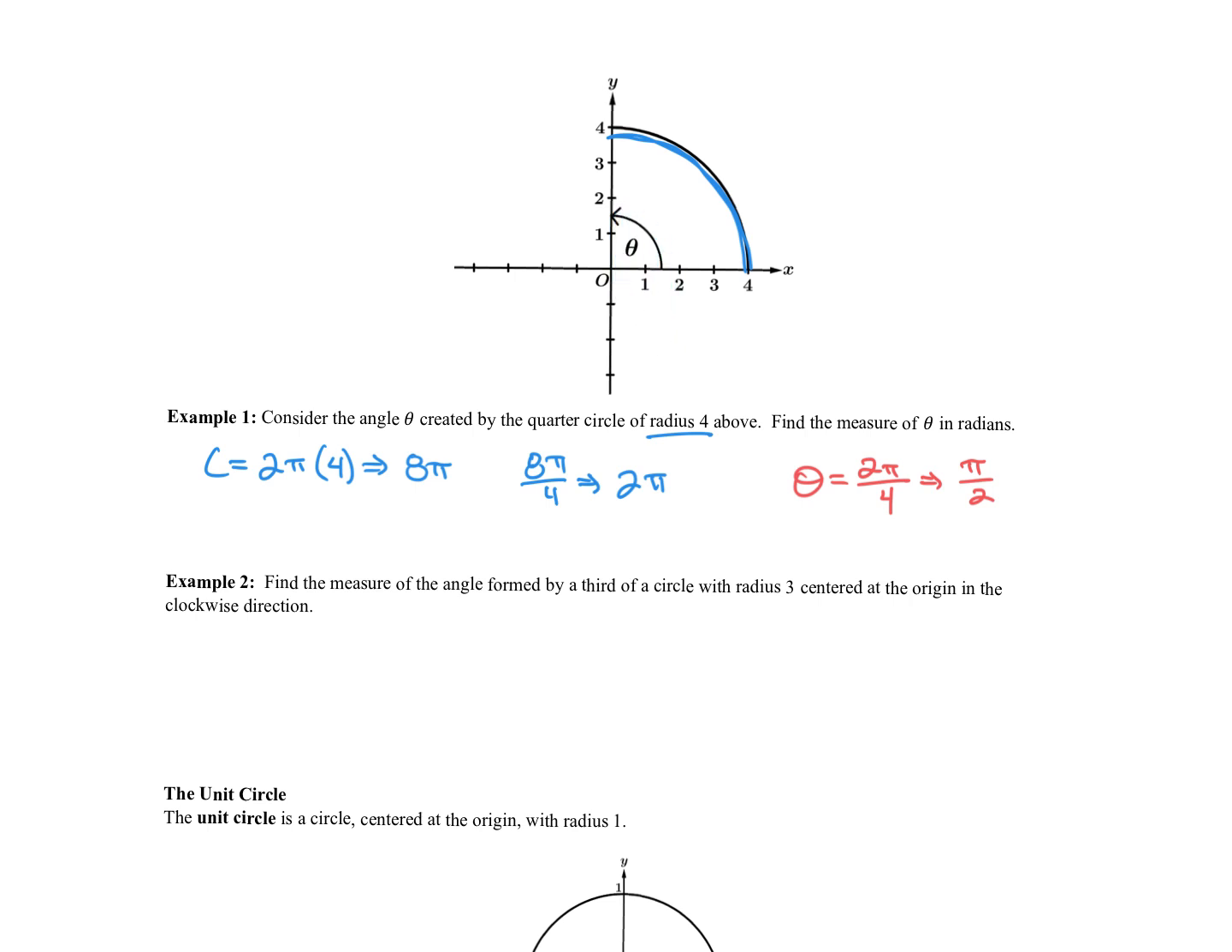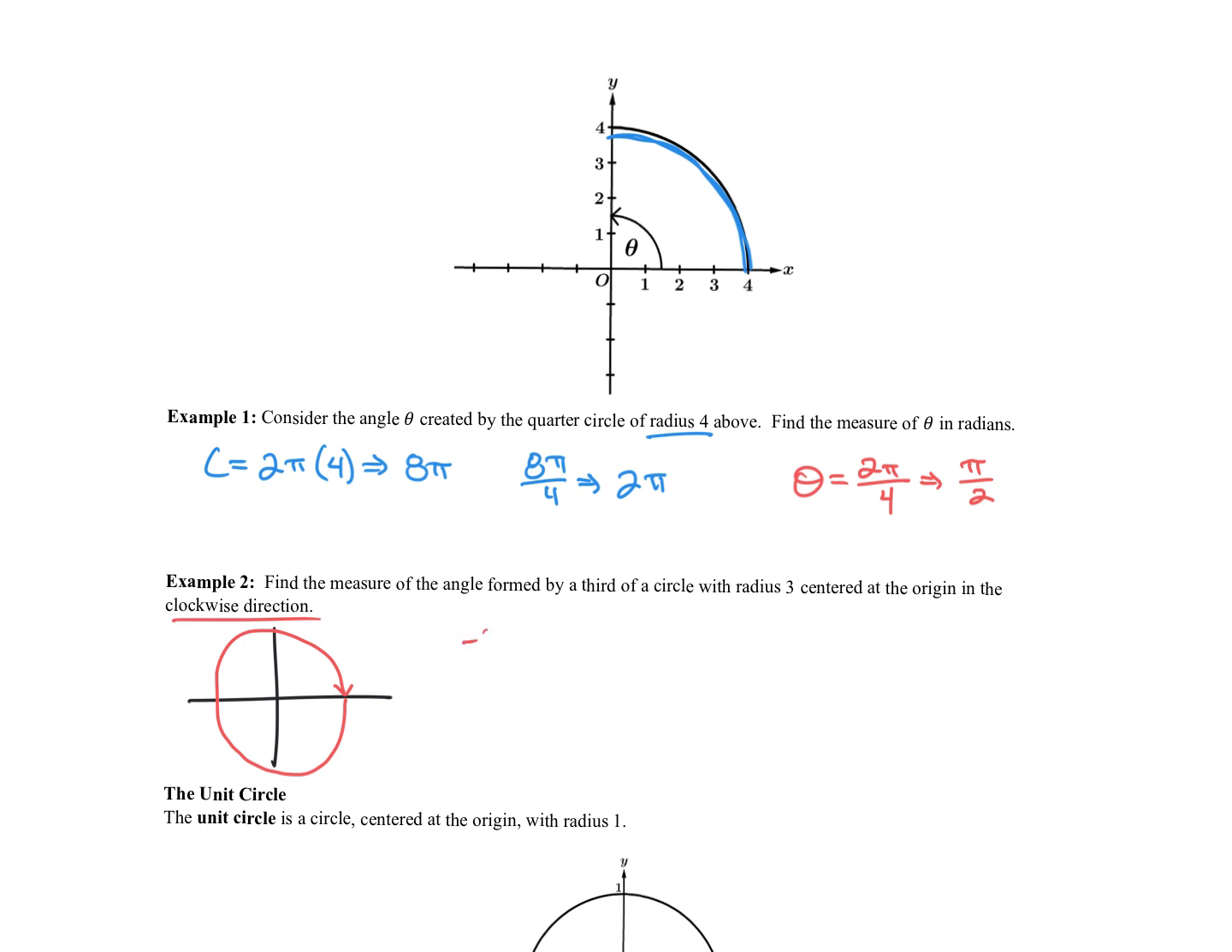All right, let's go to example 2 now. Find the measure of the angle formed by a third of the circle with radius 3 centered at the origin in the clockwise direction. So it says it's going in the clockwise direction of the radius 3, and so I would actually be going backwards on this. My circumference is kind of like a negative 2 pi times my radius.